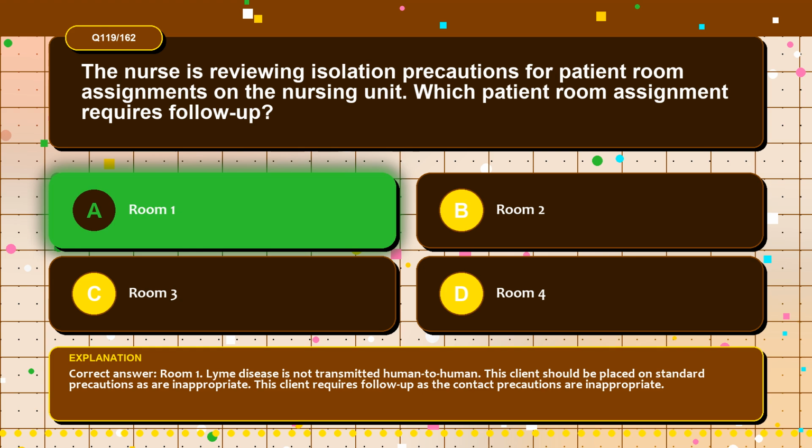Correct answer, Room 1. Lyme disease is not transmitted human to human. This client should be placed on standard precautions. This client requires follow-up as the contact precautions are inappropriate.